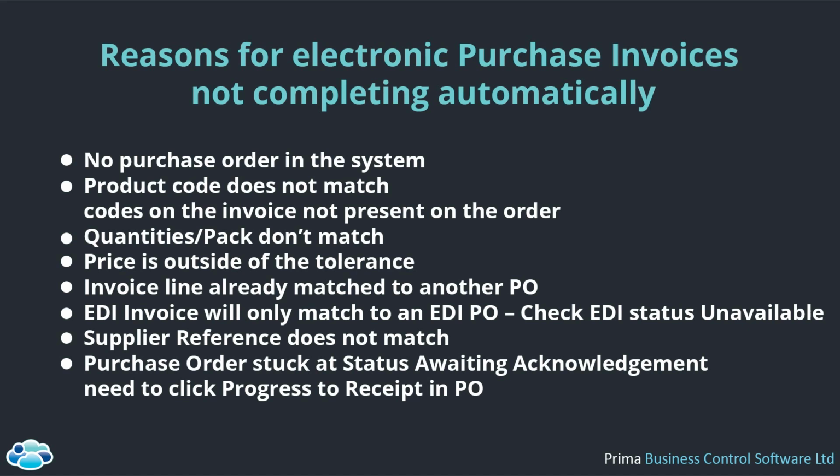Okay. Quantities and pack don't match. Again, pretty common. You'll raise a purchase order for 4. The initial invoice comes in for 3. So Prima's expecting to see an invoice line for 4, but actually the invoice comes in at 3.